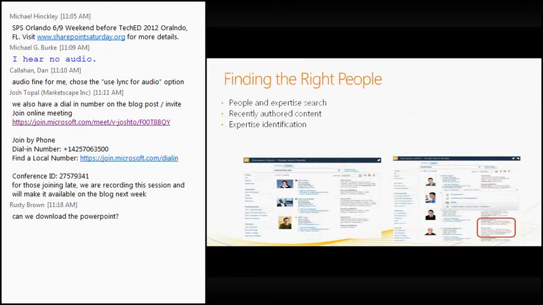Finding the right person. I can't begin to say how important this is if you can configure it correctly. This can be configured directly through Active Directory and brought in. So not only can you put a face and a name to a person, you can see what past projects they've worked on, what recently authored content they've produced, and what some of their expertise is, which you have people fill in.